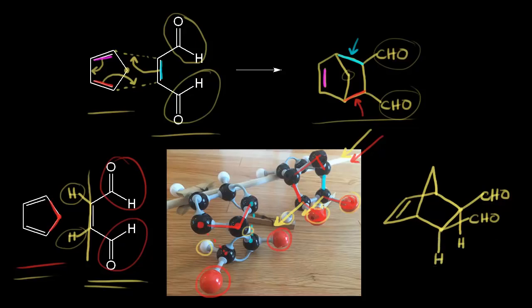So this is the exo product. So this is said to be the exo product because we have our aldehydes up, our bridging CH2 is up, and then here is our double bond. So that's one of the possible products.